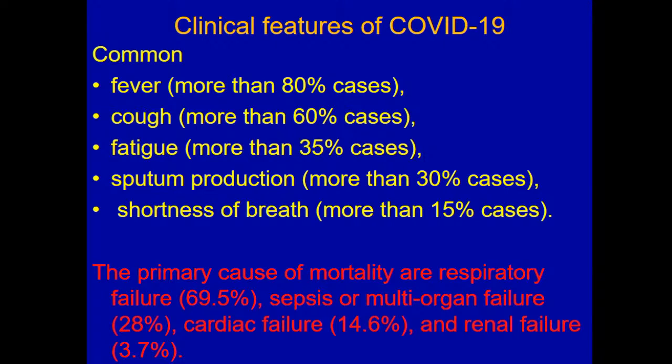But of course, we have a lot of non-common clinical features, and they take place in less than 15% of cases. So we take a look at the common. Fever is very common because it appears in more than 80% of cases. Cough is very common, in more than 60% of cases. Fatigue is seen in more than 35% of cases. Sputum production in more than 30% of cases. Shortness of breath occurs in more than 15% of cases.